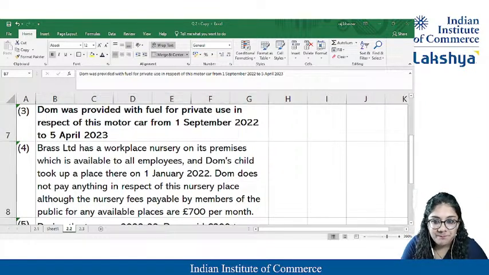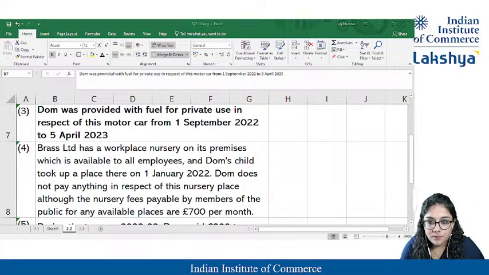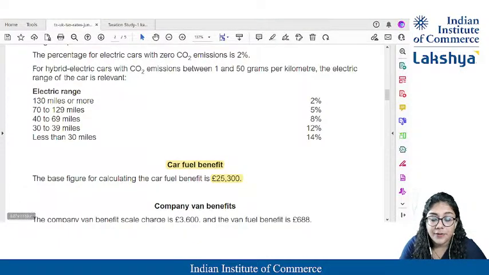Okay, do you want me to show? Yeah, let me show. Yeah, I think it's visible. Okay, so I think you can easily check out over here how much I am getting. The fuel is basically given over here, 25,300, right? So the base figure, it's only one figure we have to take. That is 25,300. So that means that is my fuel benefit. On that taxes I have to pay. So yeah, that becomes my income.